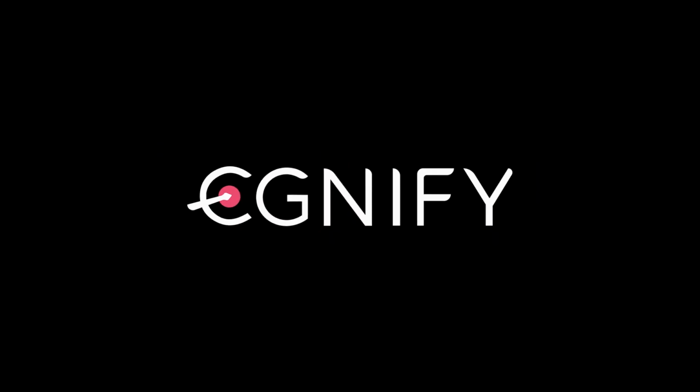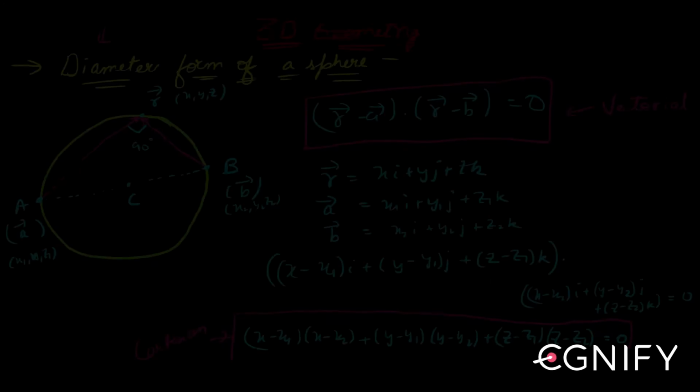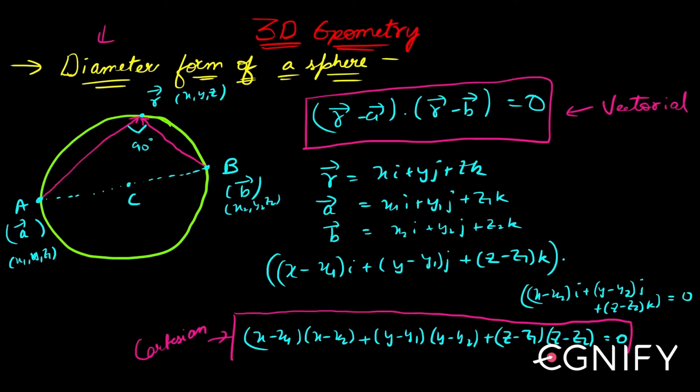So now let's look at the diametric form of a sphere. So this is the diameter form of a sphere. Now I have here the coordinates of the two ends of a diameter. There are infinite diameters. I just picked one diameter and I know the endpoints of this diameter. I don't know anything else about the sphere.